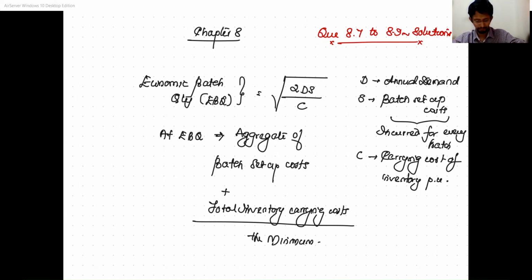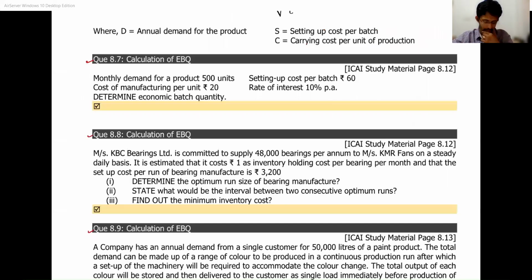Now let's take question number 8.7, which is a direct calculation of EBQ, nothing new in that. What is given? Monthly demand for a product is 500 units. Setup cost per batch is rupees 60. Cost of manufacturing per unit is 20. Rate of interest is 10% per annum. Determine economic batch quantity.